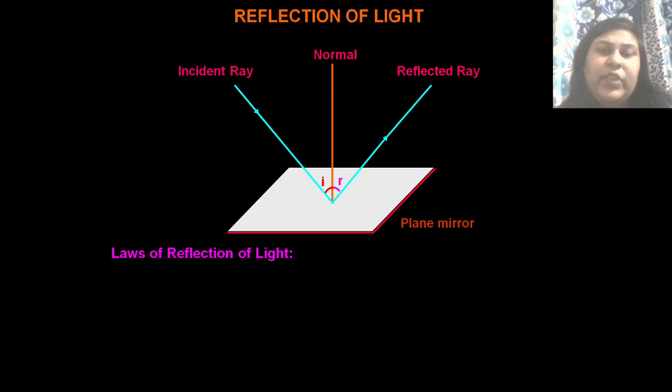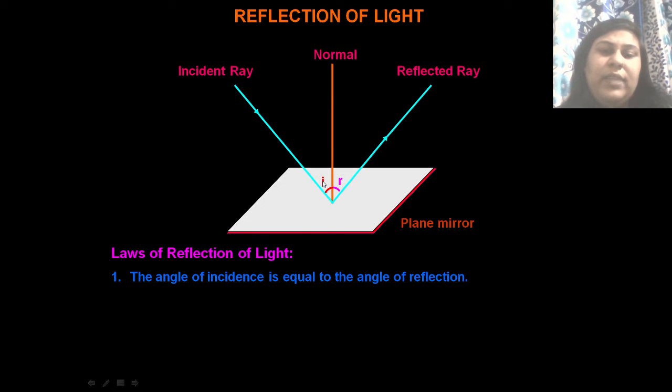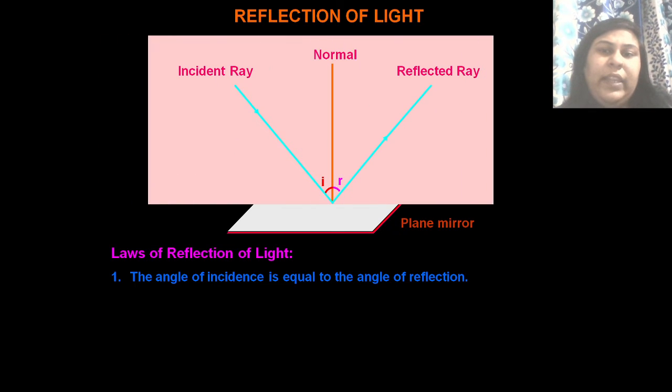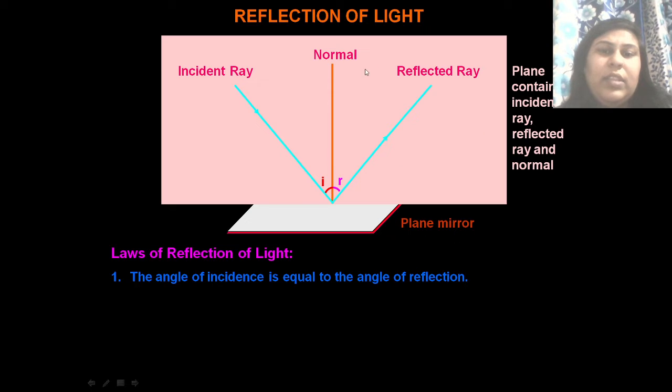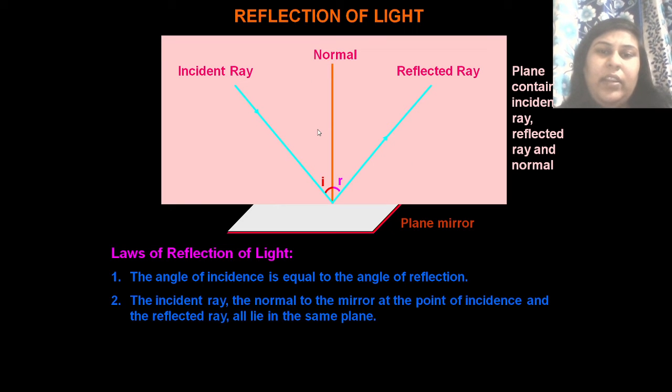The laws of reflection. There are two laws of reflection. The first law says that angle I is always equal to angle R. It means the angle of incidence is always equal to the angle of reflection. The second law says that the incident ray, the normal and the reflected ray all lie in the same plane. For this I am going to make a plane here. You can see this big rectangular box is the plane, and the incident ray, normal and reflected ray all lie in the same plane. This is our second law.